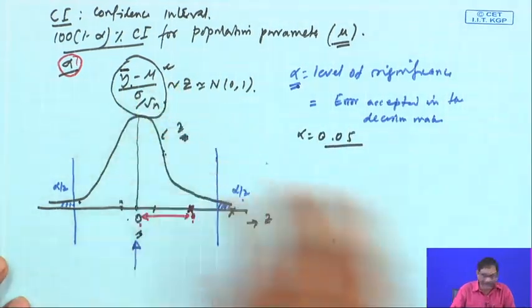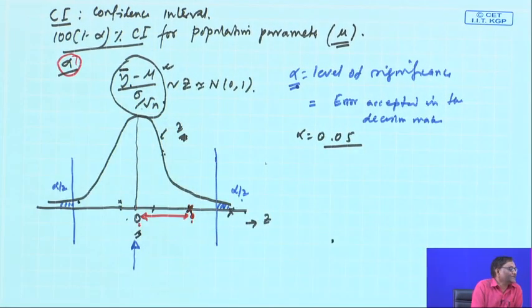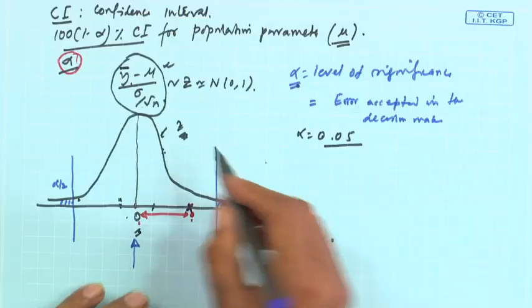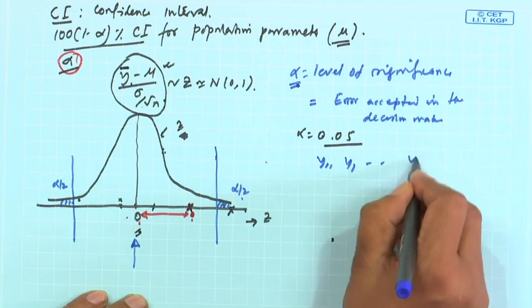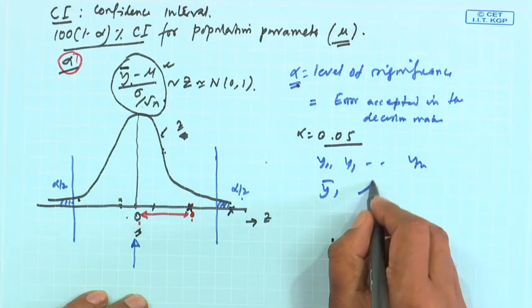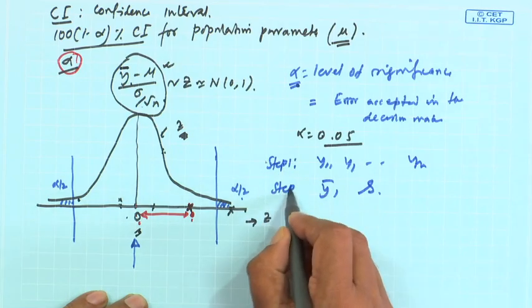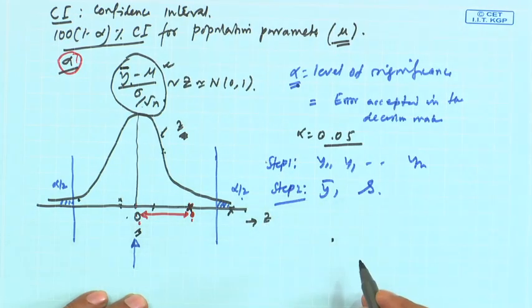So, in order to get this, what are the steps? You see the steps here. First, collect data. Second, compute the sample mean (sample average) and sample standard deviation. So first you have data y1, y2, ..., yn, then compute y bar and s. That is step 1, data collection, and step 2, computation of sample statistics.